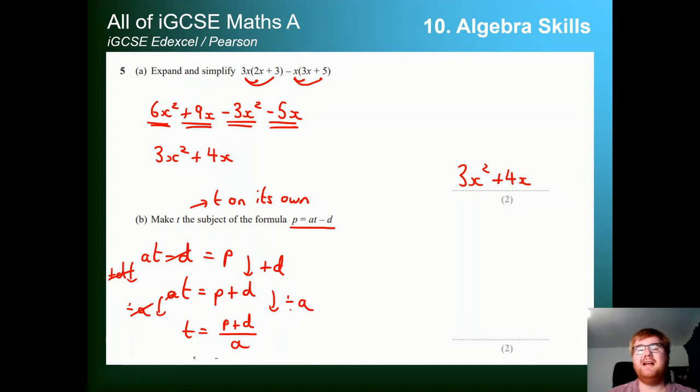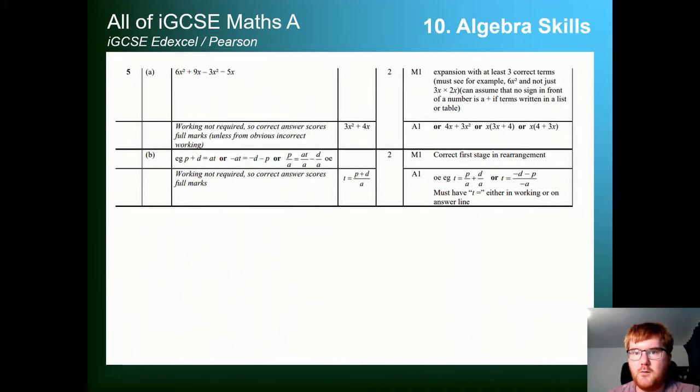Just make sure you write that very carefully at the end. So that fraction line goes all the way across. It's not p over a plus d. It's p plus d all over a. So we're just going to write that in the answer box, like so. Right, and you can check the working there as well in the mark scheme.